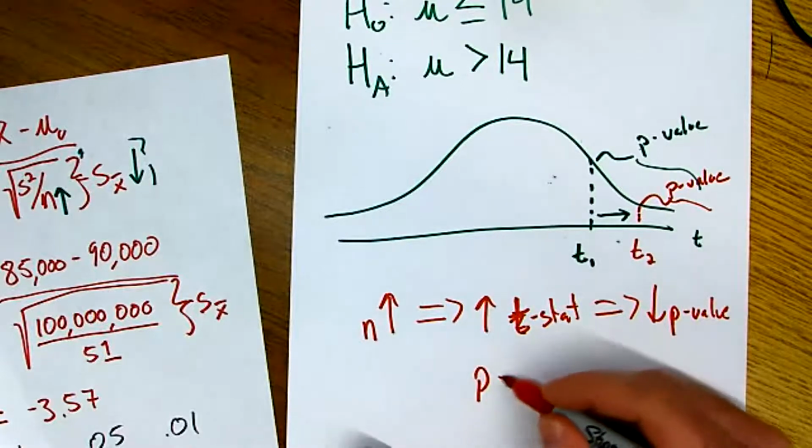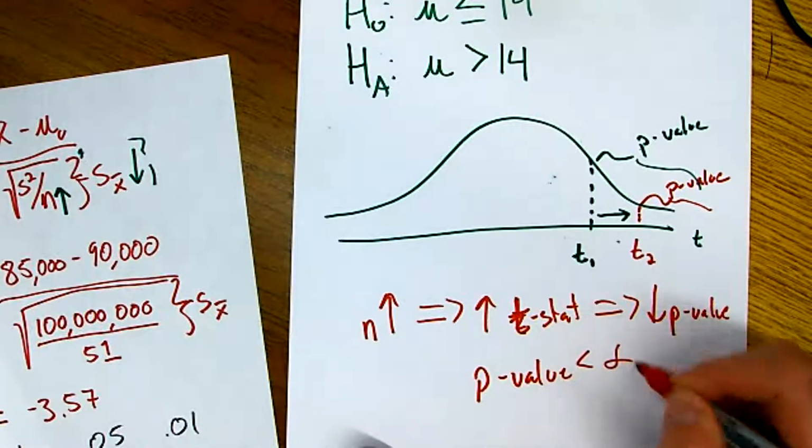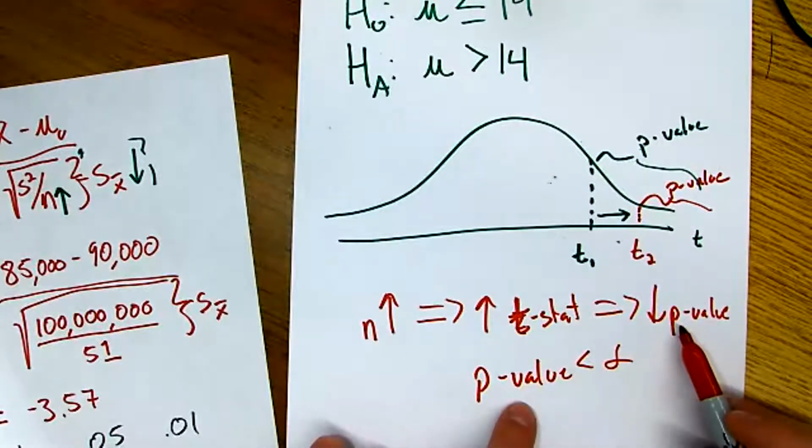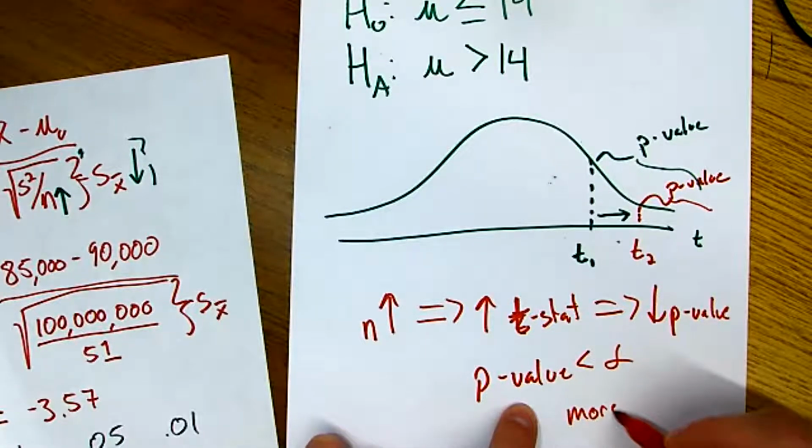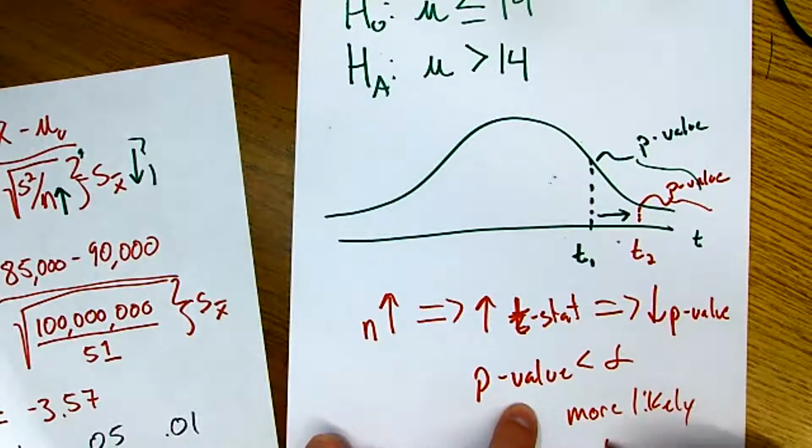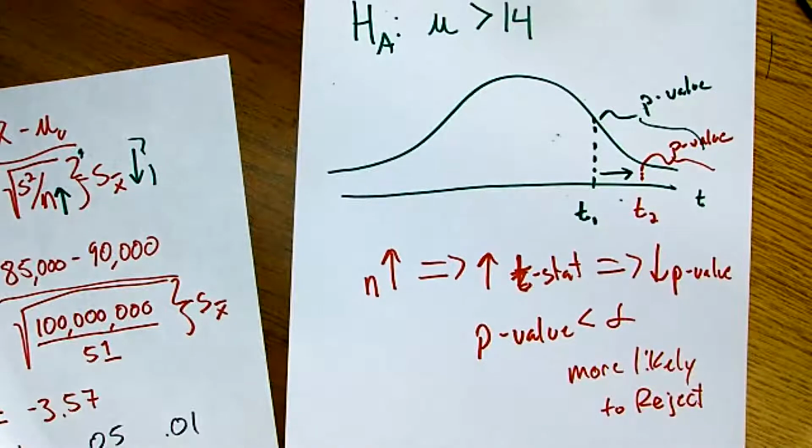Well, if I only reject when the p-value is less than alpha, if I have a smaller p-value, I could say that I'm more likely to reject the null. So if my p-value goes down, I'm more likely to reject. Okay? So when I have this really high sample size, I have like 6,000, I think, it's probably going to be pretty likely we can reject whatever value we assume the mean is. So kind of keep working on this.